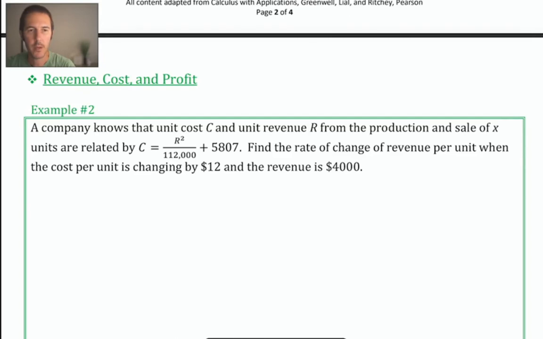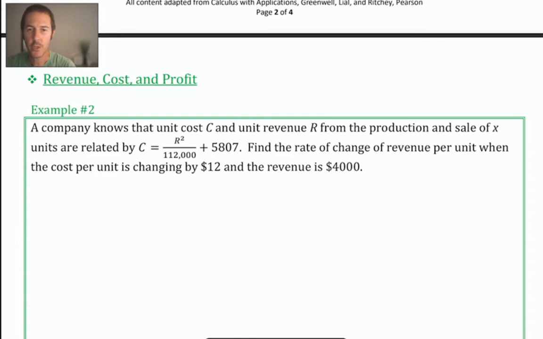And in this problem, we've got a company that knows that the unit cost C and unit revenue from the production and sale of X units. Okay, that's a lot of information already. C represents cost, R represents revenue, and X represents the number of units sold. Okay, and those are related by this equation, which you might notice does not involve the variable X. Interesting. The first two problems that we worked with in this video, we took the derivative with respect to time, and time was not a variable in either one of those equations. Makes you wonder what we're going to be doing here.